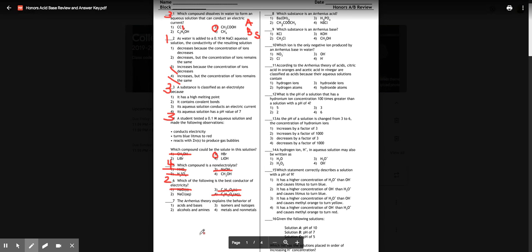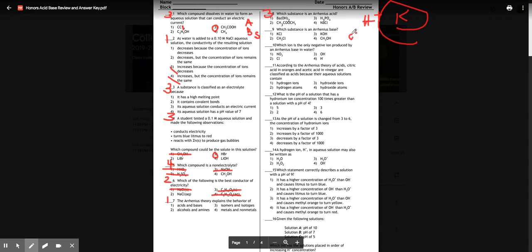Arrhenius explains the behavior of acids and bases. Yeah, that's the only one that makes sense. Arrhenius acids produce H plus in solution. So which of these is going to give off H plus in solution? Here's another thing you could do. Just look at table K. If it's on table K, it works. So there's our answer, choice 3.